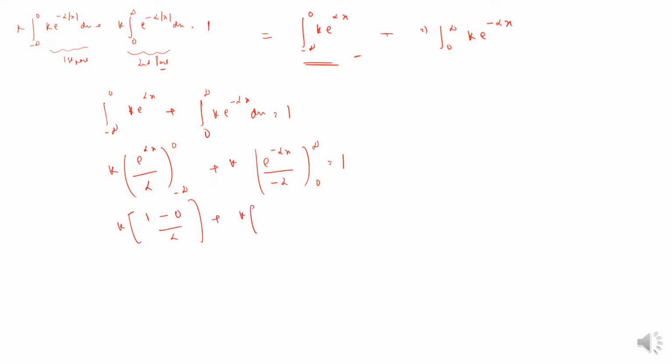So e power alpha x by alpha, this we already know, this is minus infinity to 0, k I have taken outside, plus k e power minus alpha x by minus alpha, 0 to infinity is equal to 1. So I can write k into anything power 0 is 1 minus e power minus infinity is 0 by alpha, plus k into e power minus infinity is 0 minus anything power 0 is 1 by minus alpha, minus this is alpha, is equal to 1. Okay, this is infinity, this is alpha.